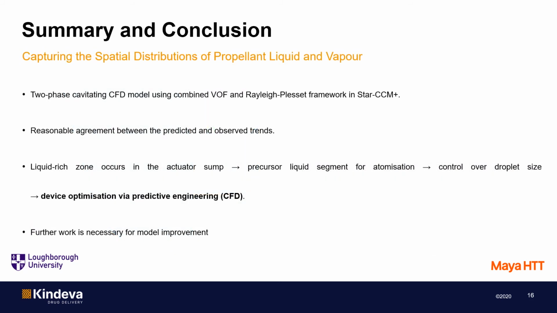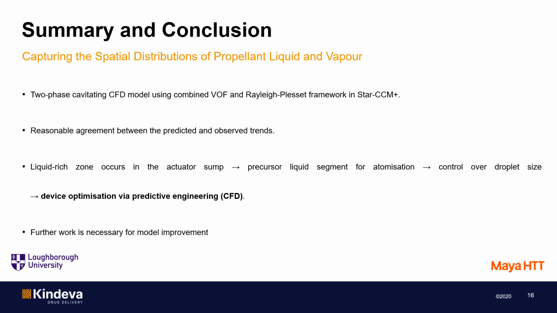To reiterate, the intention of the project was to see if it was possible to capture the spatial distributions of liquid and vapor in the expansion chamber of a PMDI. The work has shown that there is a reasonable agreement between the predicted and observed trends. A liquid-rich zone is predicted to form in the actuator sump, and this corresponds with experimental observations. This type of modeling is in its infancy, but the agreement of the predicted trends with experiments suggests that CFD modeling can be useful in this area.